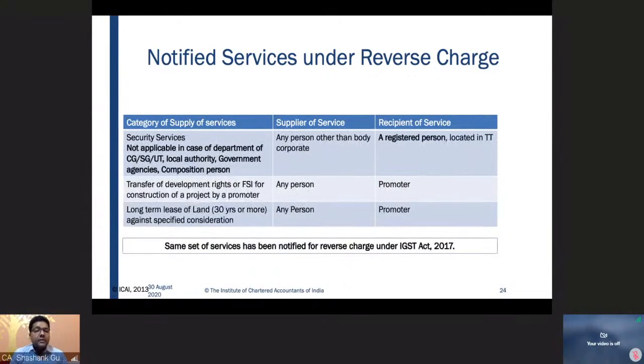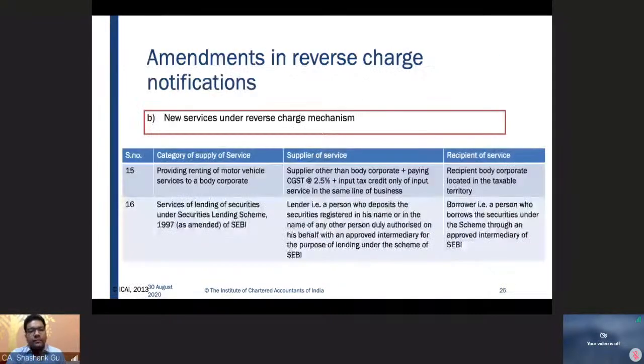Security service, supplier is any person other than company and the recipient is registered person liable to pay under reverse charge. This entire clause not applicable on whom? Central government, state government, union territory, local authority, government agency or composition person. Transfer of development right or long-term lease of land by any person to a promoter builder. The promoter builder is liable to pay under reverse charge.